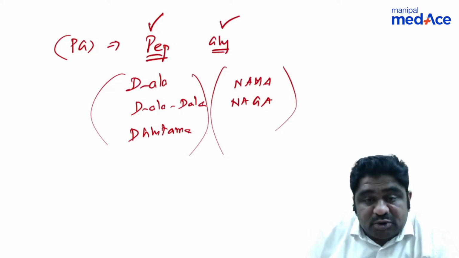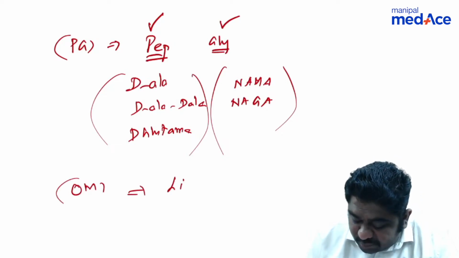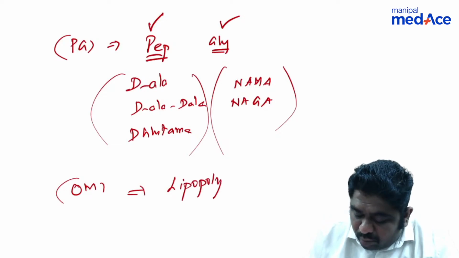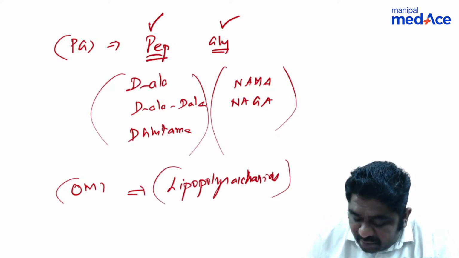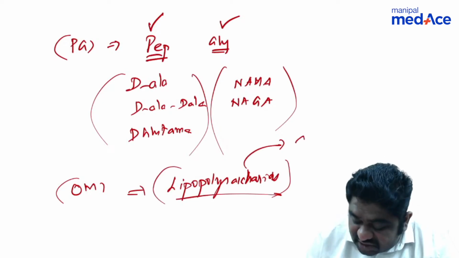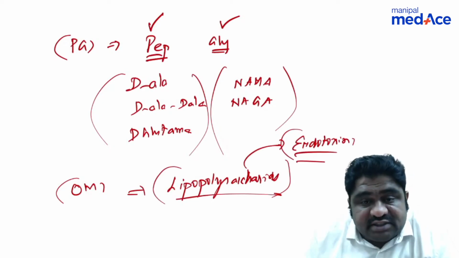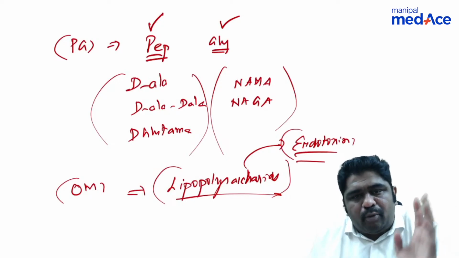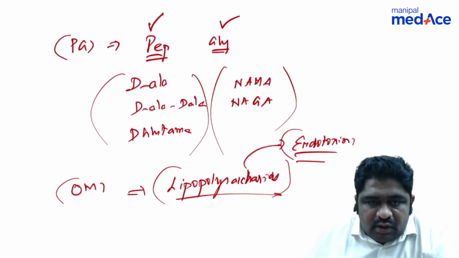But what is the outermost layer of a gram-negative organism made up of? The outer membrane. That outer membrane is made up of lipopolysaccharide. Now the beauty is the outer membrane is the lipopolysaccharide, which is the endotoxin. Now here comes a question. What is the question here? Can all lipopolysaccharides become endotoxin?